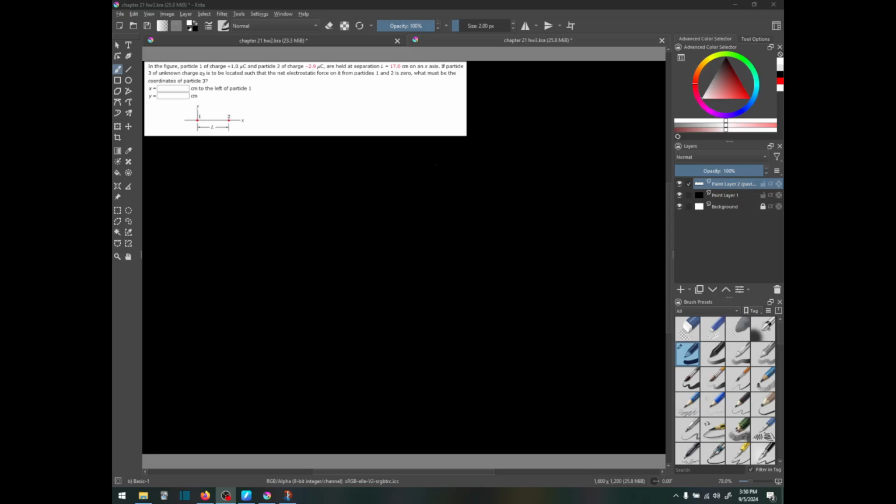All right, homework problem number 3 for Coulomb's law. Let's just write down Coulomb's law right here: F equals k times the absolute value of Q1 and Q2 all over r squared. In this problem, we have particle 1, Q1, and particle 2, Q2, with these values, and we have an unknown value of Q3.